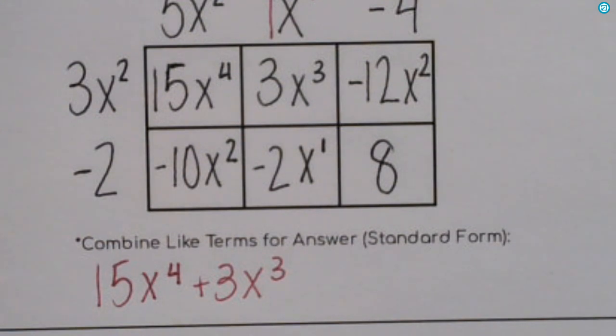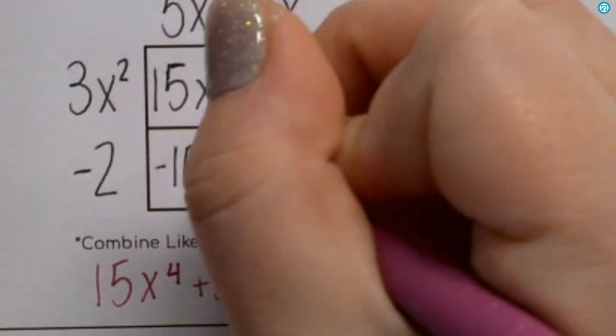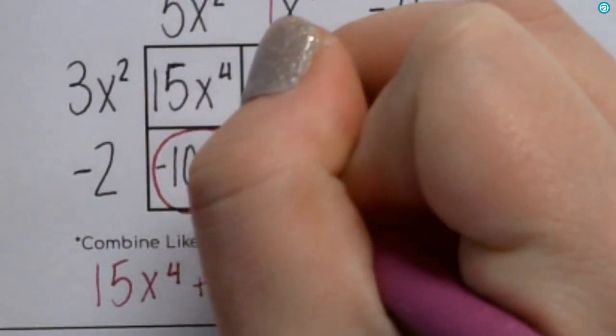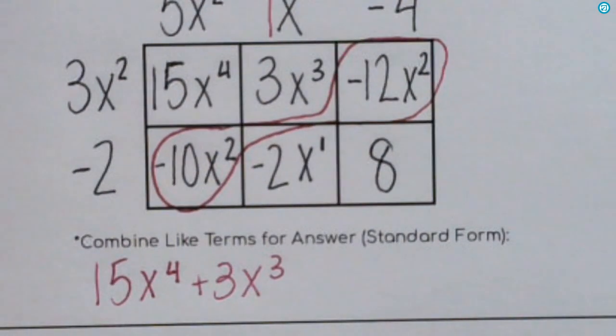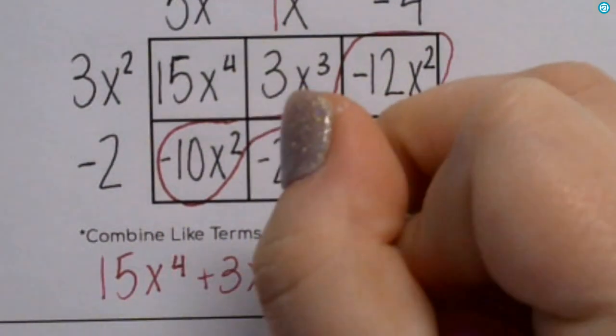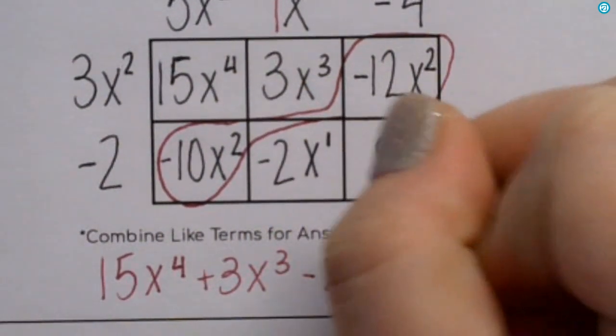Then my x squareds could combine with each other. So I've got this negative 10x squared, and I've got this negative 12x squared. The two of those can combine together. Negative 10 plus negative 12 is negative 22x squared.